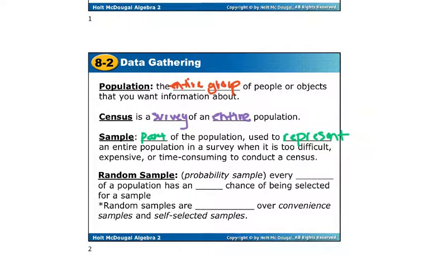So then we have our random sample, and that, of course, usually helps out making things as even as possible, hopefully. But the idea is that every member of a population has an equal chance of being selected for a sample, and random samples are preferred over convenience samples and self-selected samples, etc., which we will go over the types of later.